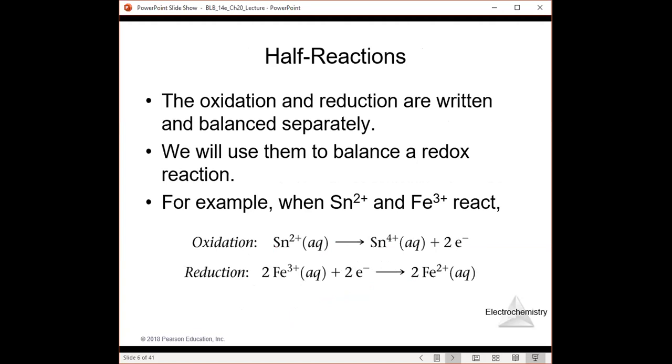Oxidation and reduction reactions are written separately. That's why they are called half reactions. We're going to use them to balance a redox reaction. And I know what some of you are thinking: I wish I could have done this first. In some books, they do have this as one of the first things they go over. Some books wait until they get to electrochemistry to do it later.